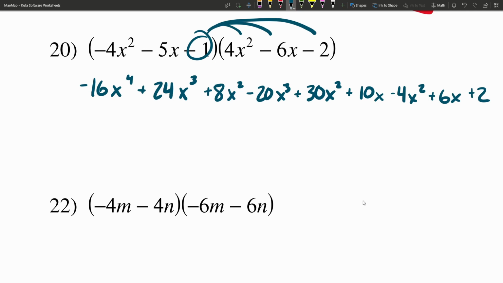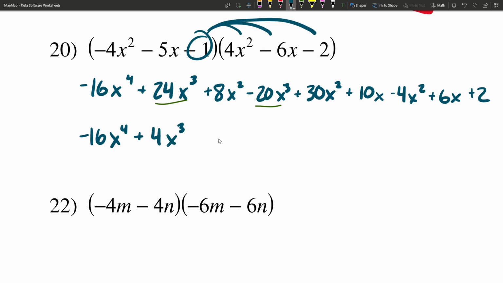My last and final step is just to combine those like terms, which, starting with our highest degree, there's no other x to the fourth, so we're going to have negative 16x to the fourth out in front. We'll then move on to our x cubed, which I have a 24x cubed, and I'm subtracting a 20x cubed, so that's going to be a positive 4x cubed.